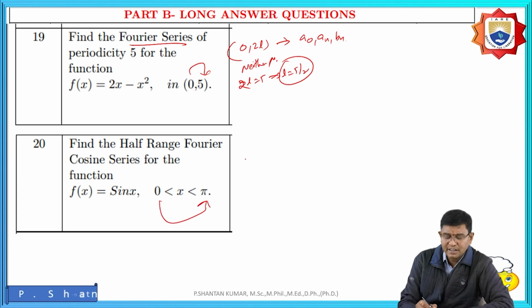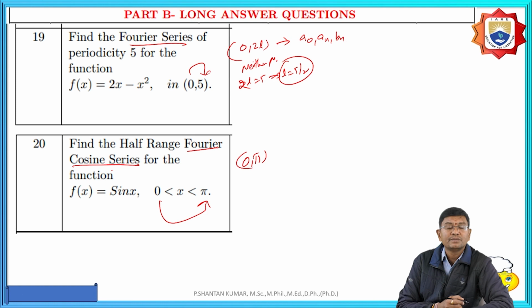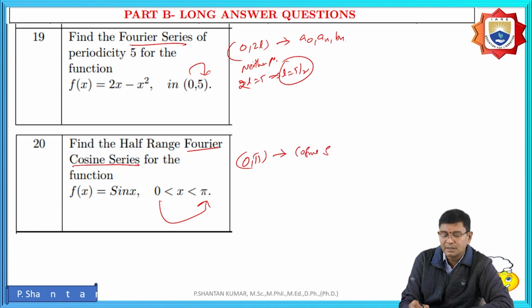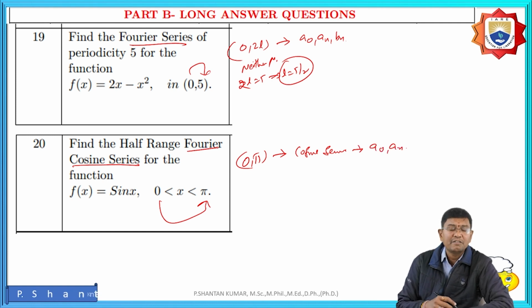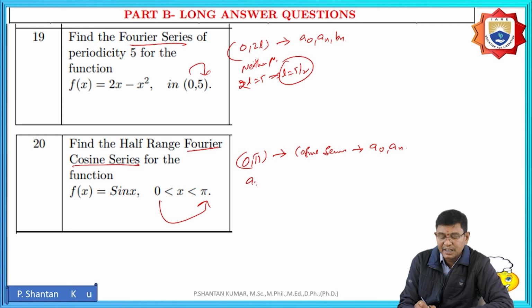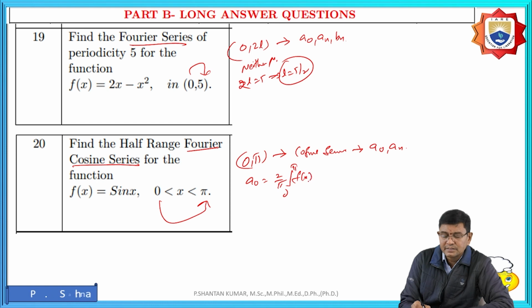And it is 0 to pi. 0 to pi means the Fourier cosine series. The Fourier cosine series is nothing but to find out the value of a0 and an. We can replace the required formula and find the solutions, where a0 is nothing but 2 by pi integration 0 to pi f of x dx.